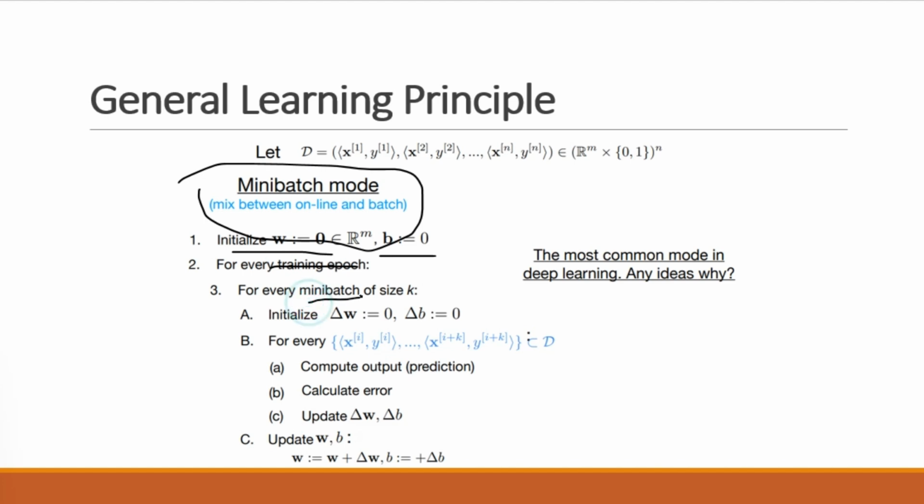So what is a mini batch? A mini batch is a chunk of the data set. So if this is my training set, you can think of a mini batch as a smaller chunk of the training set. So this would be mini batch 1, mini batch 2, 3, 4, and so on. And what is the size of a mini batch?